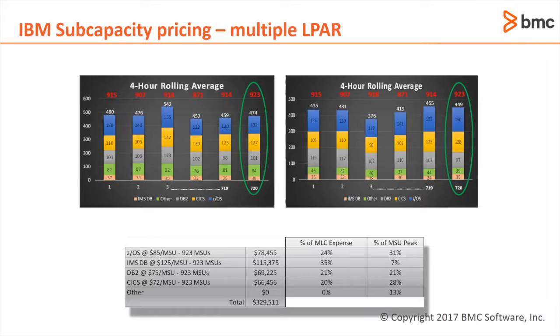It is interesting to note that IMS does not use much CPU resources throughout the month, only about 7% of the peak rolling 4-hour average. Yet due to the high cost of IMS, it will account for 35% of the total software expense. This example highlights the big challenge associated with the subcapacity model.